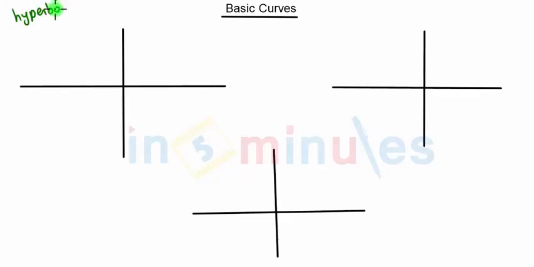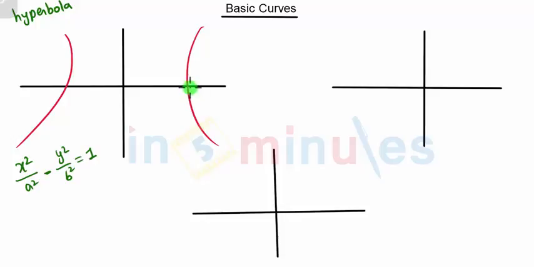After ellipse we have hyperbola. So the equation of hyperbola is exactly similar as of ellipse, but instead of plus here we will have minus. So this hyperbola will look something like this. So this point will be a comma 0, this point will be minus a comma 0. Okay, so this is our hyperbola. Then we have two more hyperbolas, that is rectangular hyperbola.